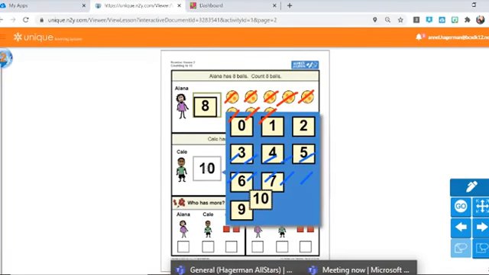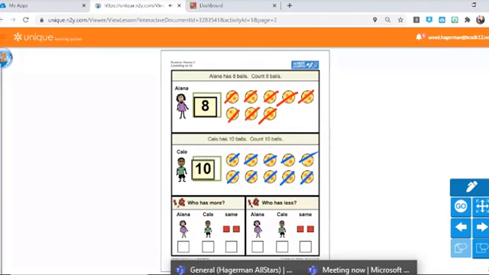Who has more? Elena or Kale? Kale does, right? Because the number 10 is a bigger number than 8. Who has less? If Kale has more, then we know that Elena has less. Her number's smaller. 8 is smaller than 10 because it comes before 10.